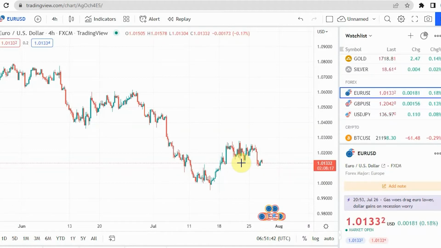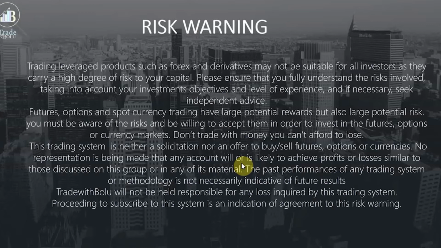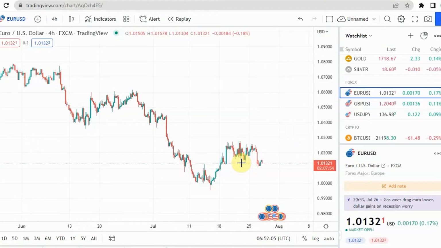So first of all, let's look at our risk warning. Our risk warning says that trading products such as forex and derivatives will not be suitable for investors, and trading will not be responsible for any loss incurred. You may want to take a screenshot of this to read through what the risk warning says. So back to our chart, which is our business for the day.